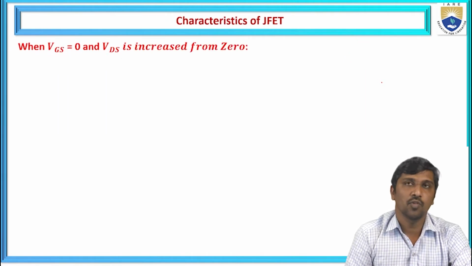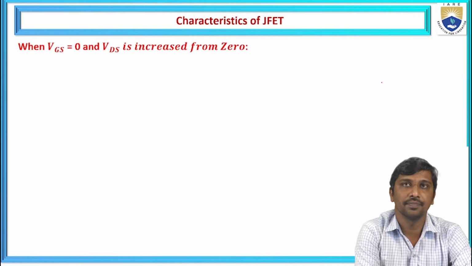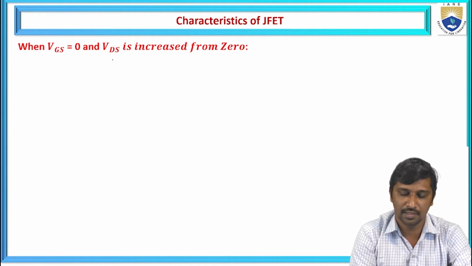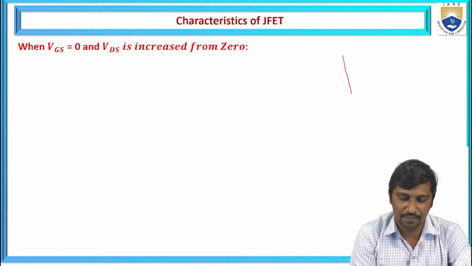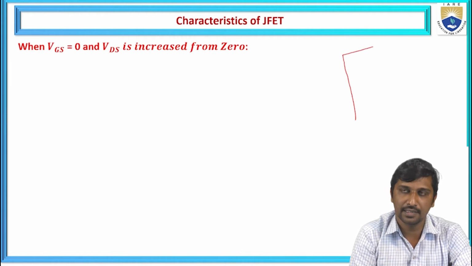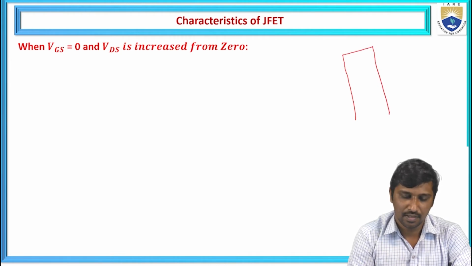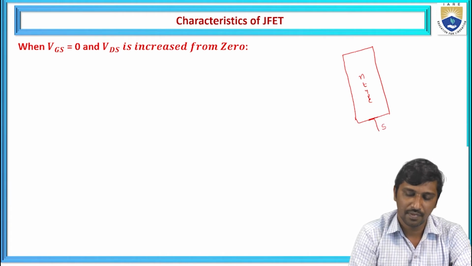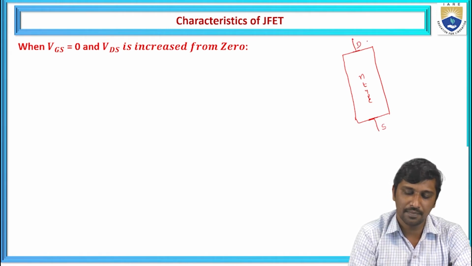Similarly, for the same point, when I consider VGS is 0, now I'm going to change the drain to source voltage. Let us consider again the N-channel JFET. So this is an N-type bar, and one electrode is represented as the source, one electrode is represented as the drain, and the opposite ends are doped with heavily doped material.